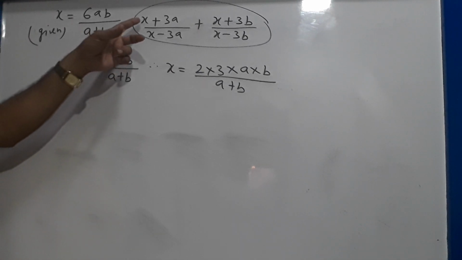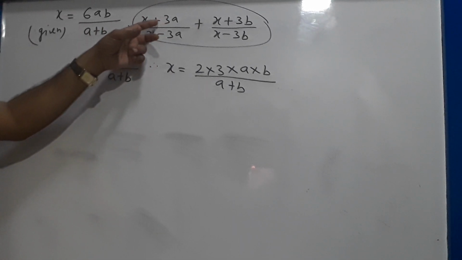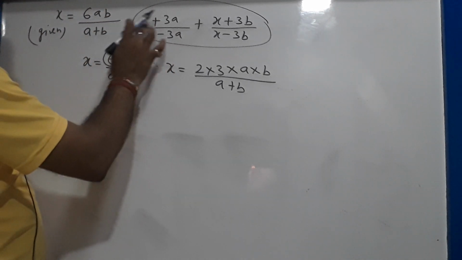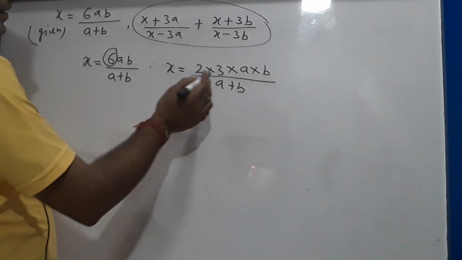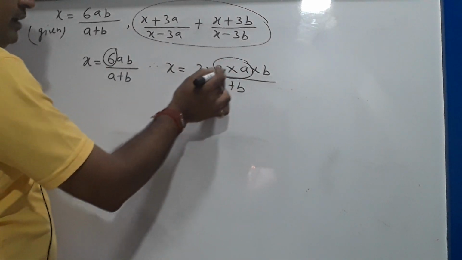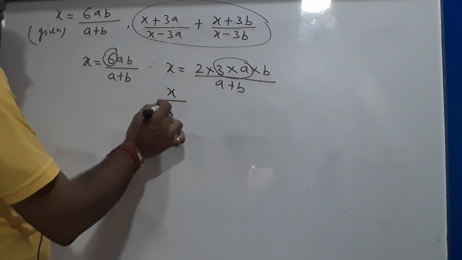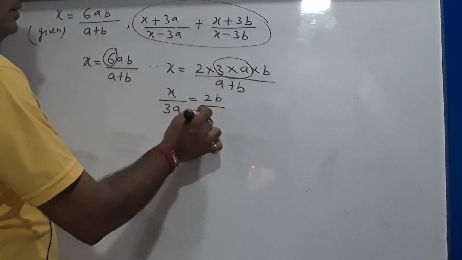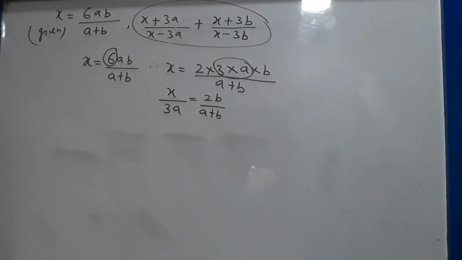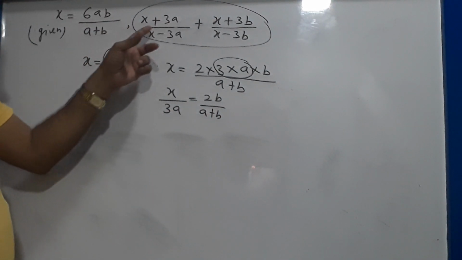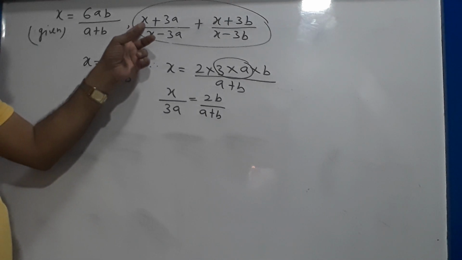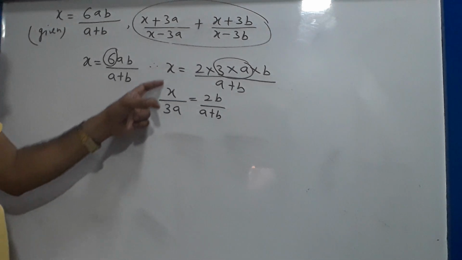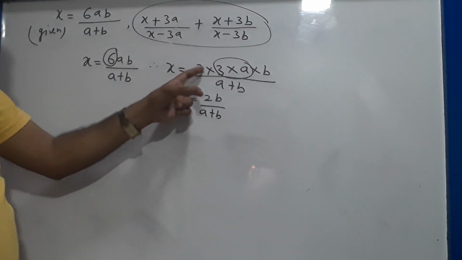Then which ratio do you want? x plus 3a upon x minus 3a. So basically you want x and 3a. So to bring this x plus 3a upon x minus 3a, this 3a part I will take in the denominator. So I will get x upon 3a. Then what is left? 2b upon a plus b. So this 3a in the numerator goes in the denominator, x upon 3a, then what is left is 2b upon a plus b.